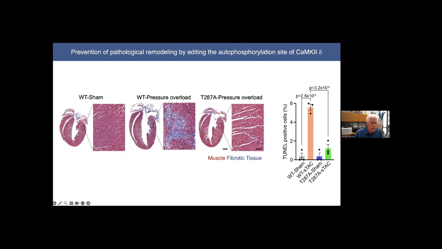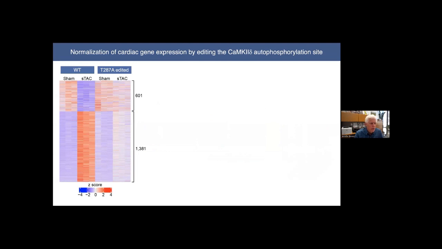And here's some histology. Here's the integrated architecture of cardiomyocytes in wild type mice subjected to sham operation. Here's the pressure overloaded STAC mice, which have ventricular dilation and cardiac fibrosis. And here's the edited mice, editing the single nucleotide, converting threonine 287 to A. Fibrosis is prevented and normal architecture is sustained. And here you can see, as one measure of cardiac pathology, cardiac apoptosis is diminished by blockade of phosphorylation of that critical site.